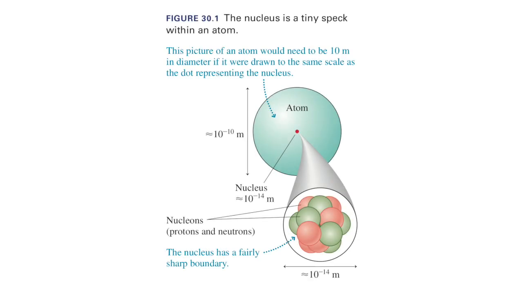Chapter 30 starts with a review of atomic structure, and you're already familiar with the fact that the nucleus of an atom is made up of protons and neutrons, and then they're surrounded by a cloud of electrons. But here's a question. Protons are positively charged. We know that positively charged particles repel each other, so why doesn't the nucleus just blow itself apart? Well, in fact, sometimes it does, as we'll talk about today.